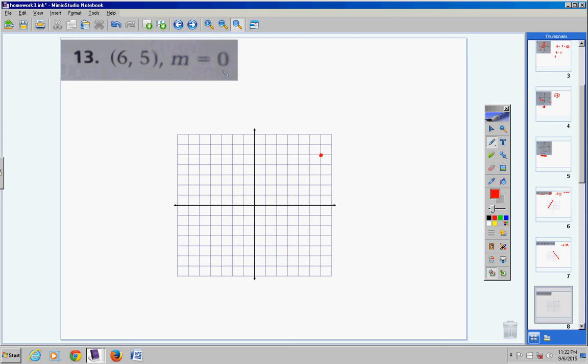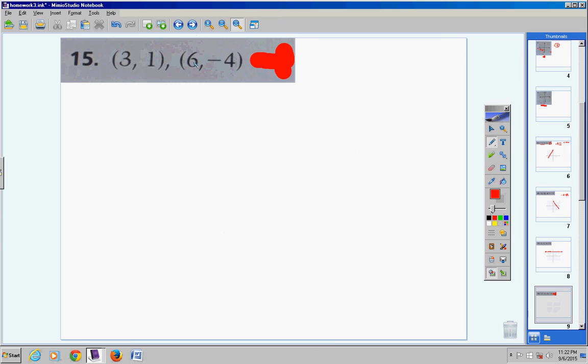Now my slope is 0. Now what kind of line has a 0 slope? A horizontal line or a vertical line? Well, horizontal line. So you know what to do if the slope's 0. Then you simply draw a horizontal line going through that point right there. There you go. Piece of cake. Done. Moving on. Okay? Not too bad. Alright.